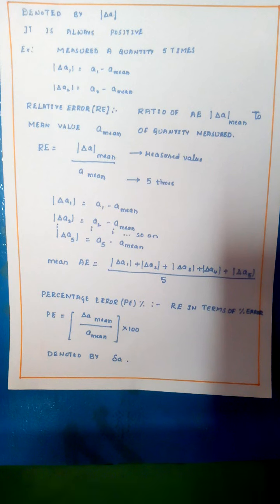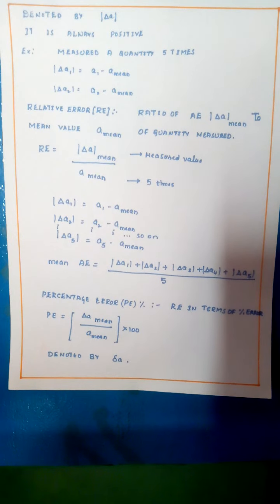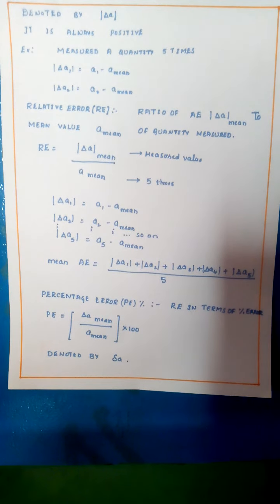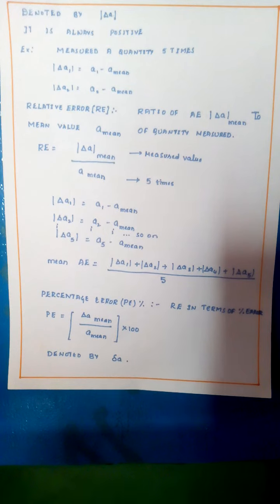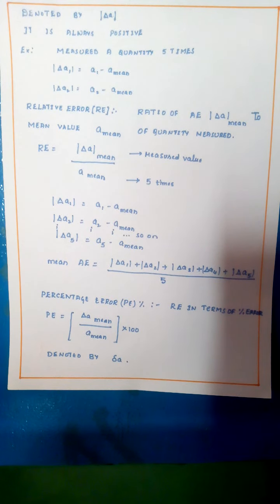Then coming to percentage error. Percentage error is relative error in terms of percentage. Whatever the relative error is, I have to measure it in terms of percentage. So the formula is delta A mean divided by A mean, multiplied by 100. So percentage error is equal to delta A mean divided by A mean into 100. That is percentage error.